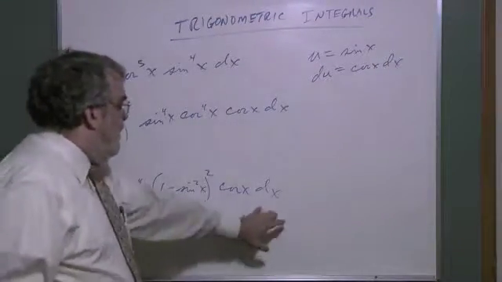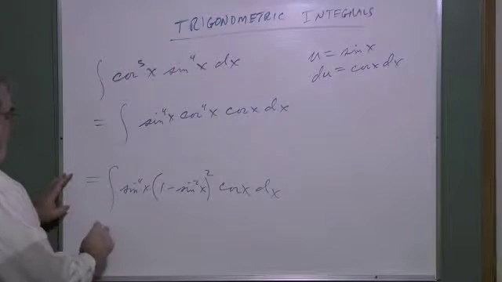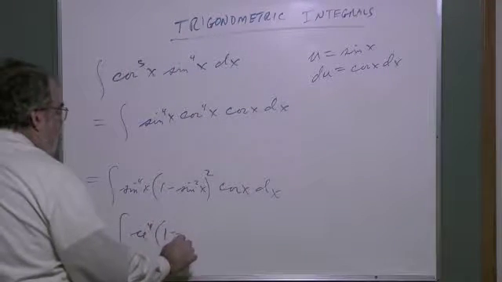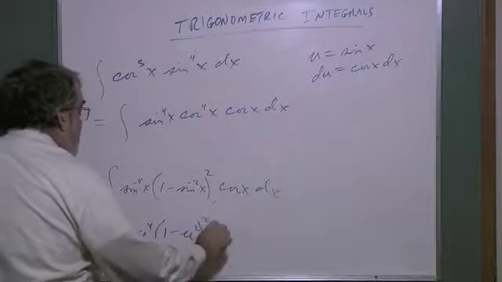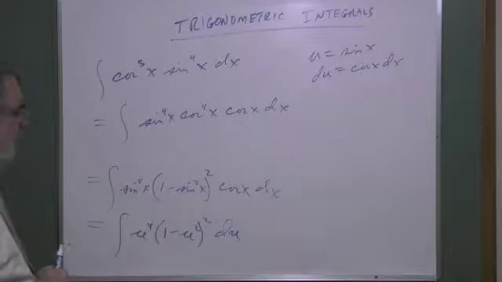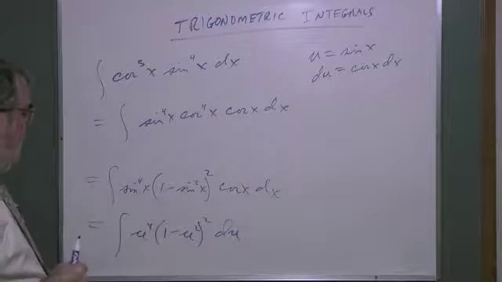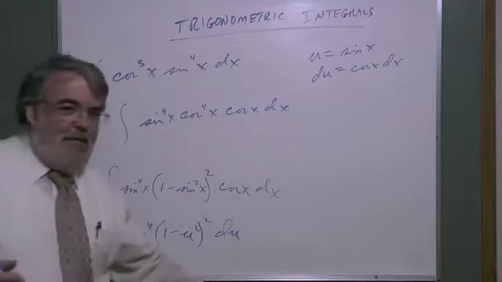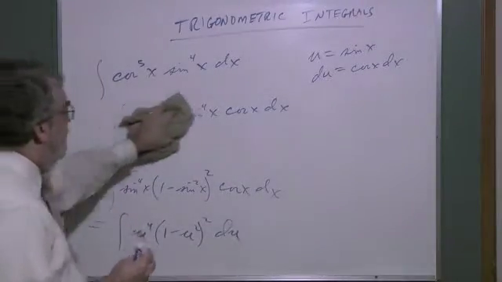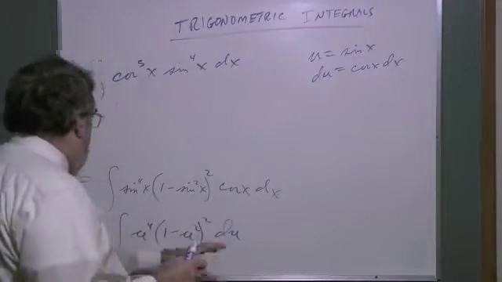Alright, so here's du. And that becomes the integral of u to the 4th, parentheses 1 minus u squared, squared, du. Much nicer, isn't it? Much nicer function to work with. Now we have to do the algebra, of course. So I'm going to erase this part, make room for it, and let's see what we have.